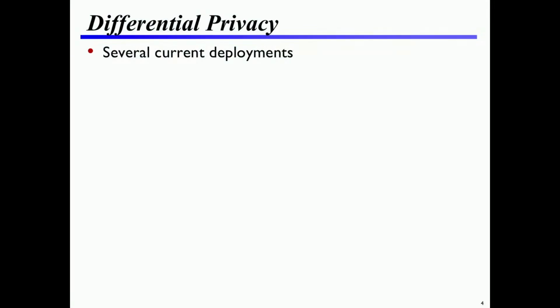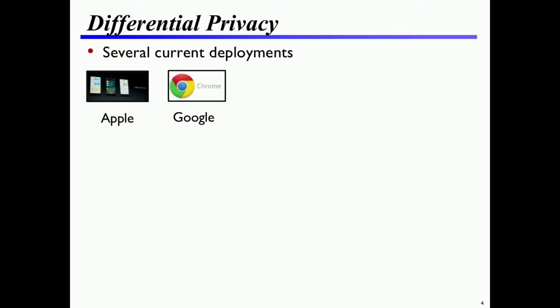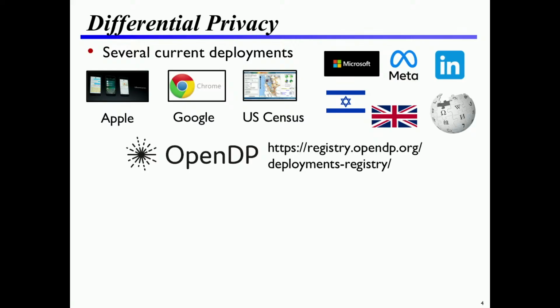So differential privacy is a notion that there's a restriction on the algorithm that processes the data. There are lots of current deployments. The big, high-profile first ones were at Apple, at Google, and at the US Census. But at this point, there's a whole ton of them at companies, statistical agencies, governments, things like Wikipedia. And there's actually a registry of these deployments run by OpenDP, which is an open source software project based at Harvard for differentially private systems.